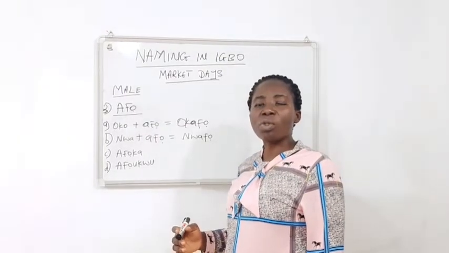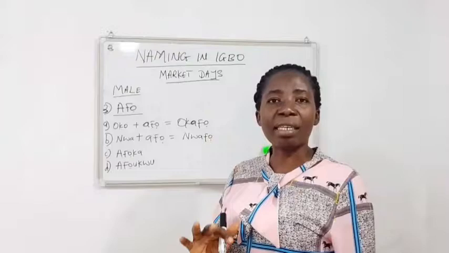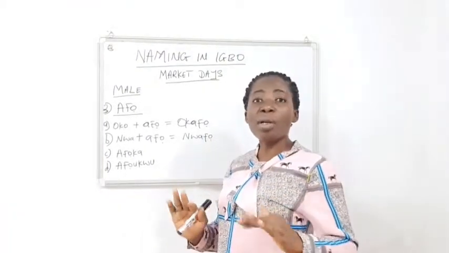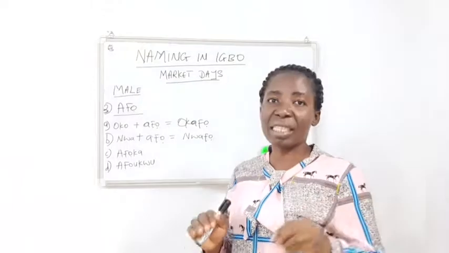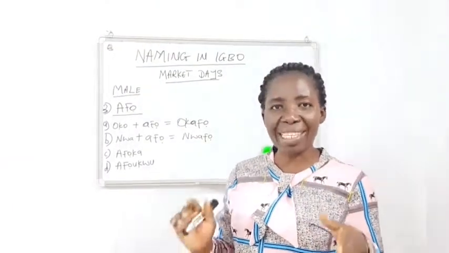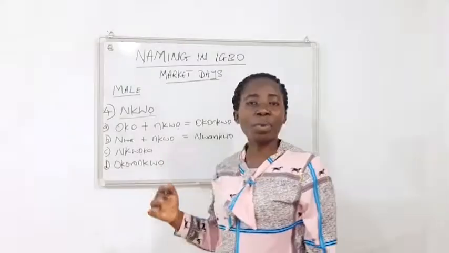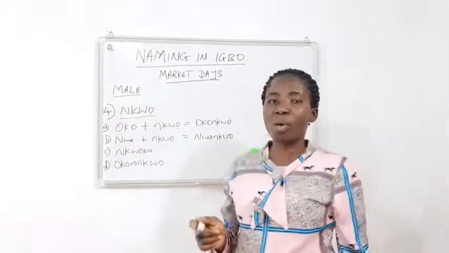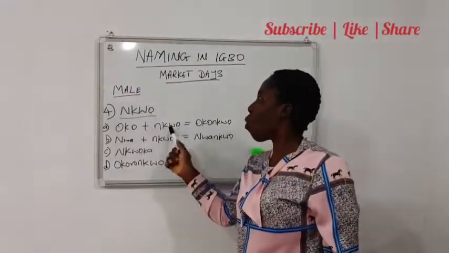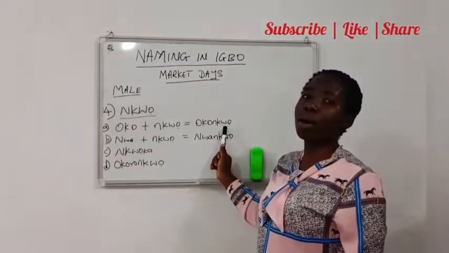Then we now go on to the fourth market day. Remember, we're still treating names for male children born on these market days. So we are going over to Nkwo market day. For the Nkwo day, we have again Oko plus Nkwo, Oko Nkwo.